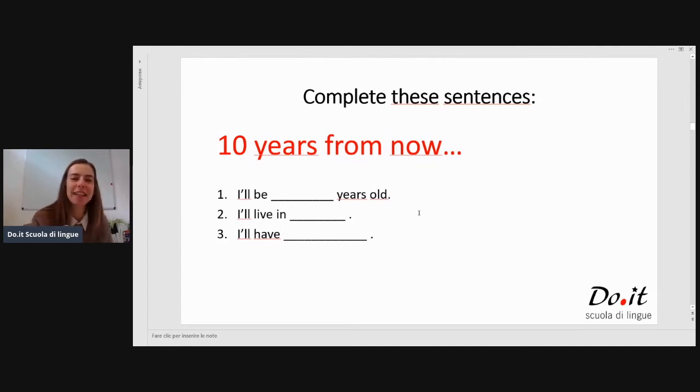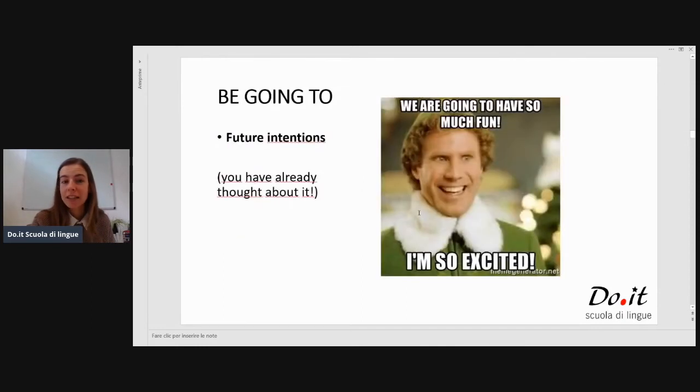Exactly. So this is the point of this exercise, guys. You don't really know about your future. You are deciding at this very moment what you will be doing, where you will be living, and what you will have. So yeah, very good, guys. Thank you for contributing. Let's move on. The second form of expressing the future is going to.